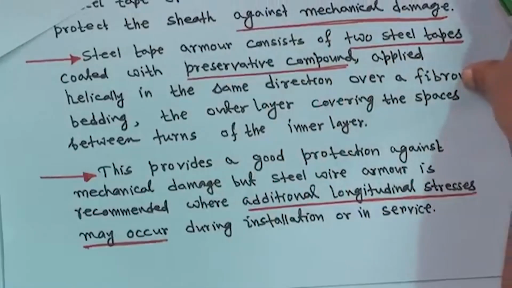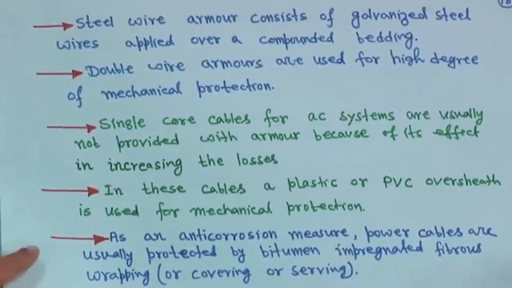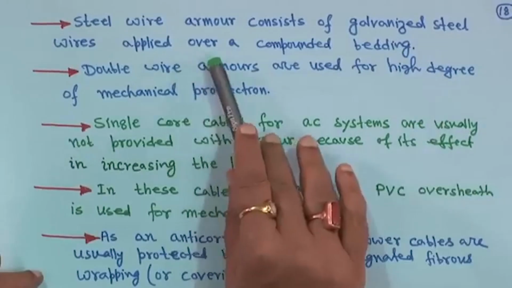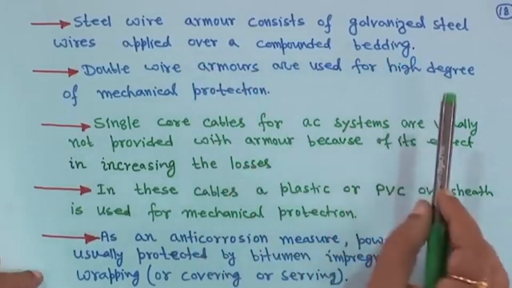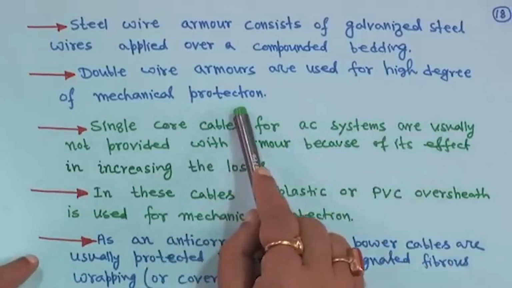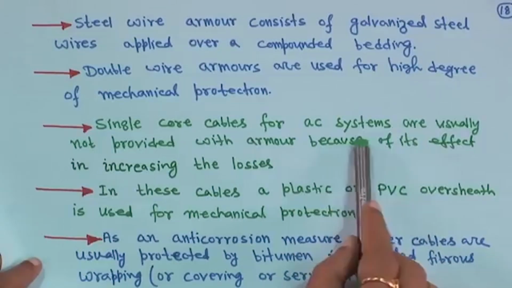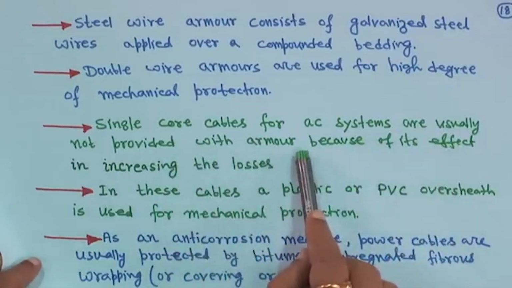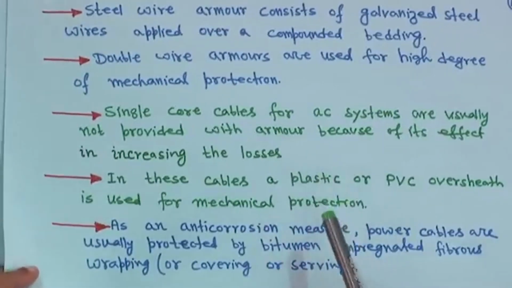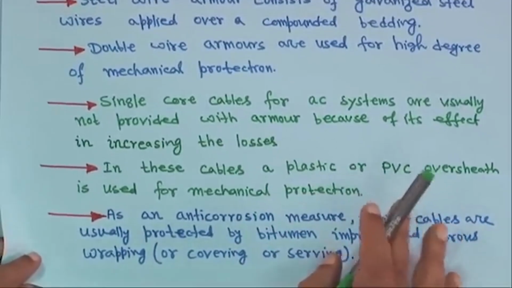So, initially if I show you the figure, then it is not possible to tell all these things. Steel wire armor consists of galvanized steel wires applied over a compound bedding. Now, double wire armors are used for a high degree of mechanical protection, but cost will increase. Single core cables for AC system are usually not provided with armor because of its effect in increasing the losses, because loss will be more. Later we will come to all these things.